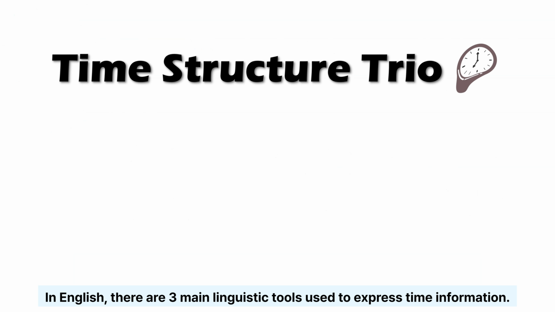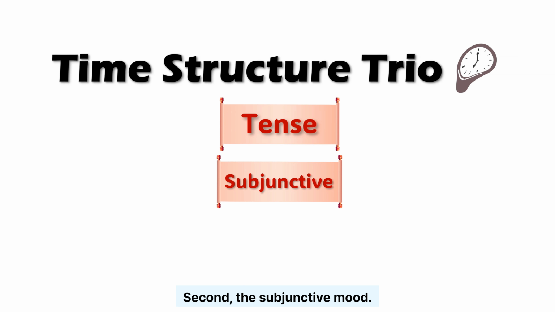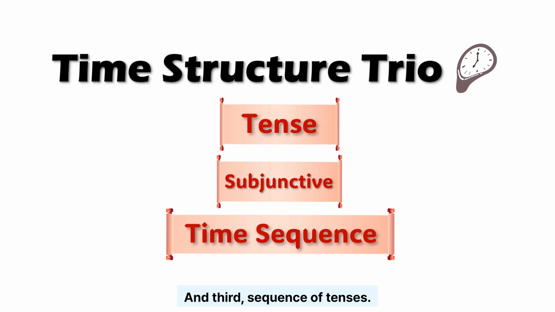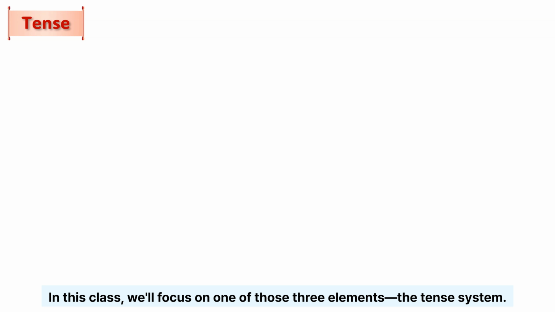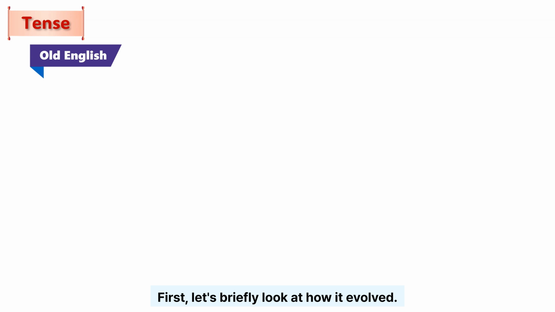In English, there are three main linguistic tools used to express time information. First, tense. Second, the subjunctive mood. And third, sequence of tenses. In this class, we'll focus on one of those three elements, the tense system. First, let's briefly look at how it evolved.